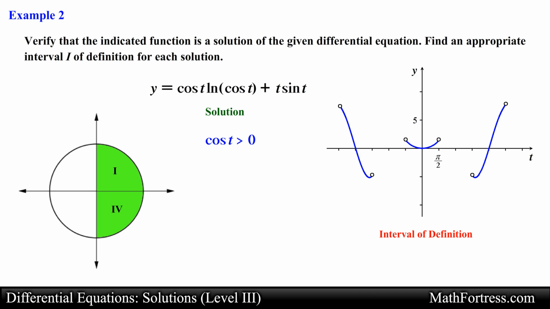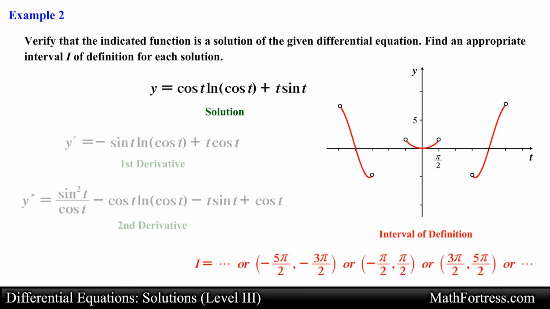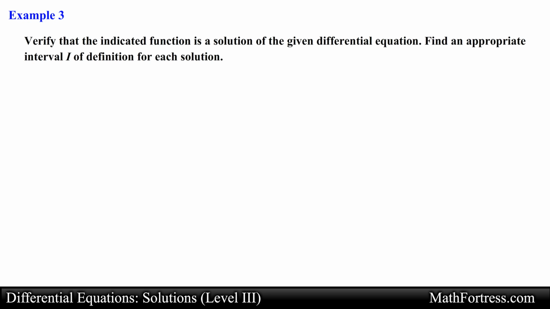Taking a look at the graph of the function, an appropriate interval of definition is the interval from negative 5 pi over 2 exclusive to negative 3 pi over 2 exclusive, or negative pi over 2 exclusive to pi over 2 exclusive, or the interval from 3 pi over 2 exclusive to 5 pi over 2 exclusive, or any other interval that lies between quadrant 4 and quadrant 1. The domain for the first and second derivatives is essentially the same as the solution. We have the freedom to choose any of these intervals as long as they lie between quadrant 4 and 1 of the unit circle. Alright, let's go over the final example.